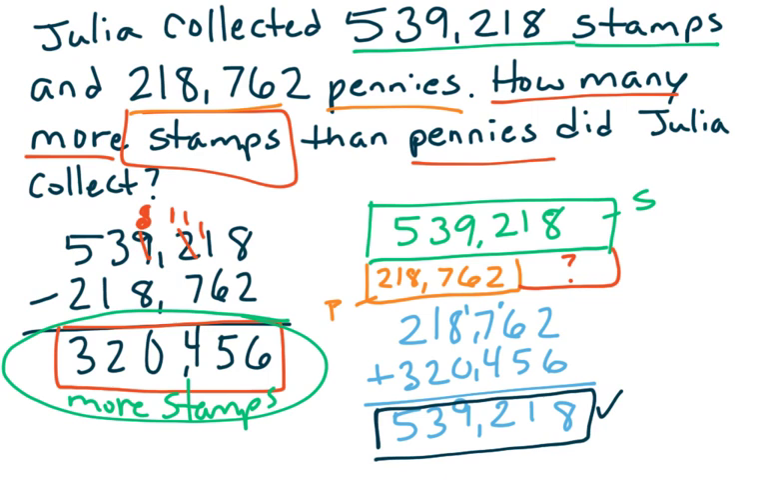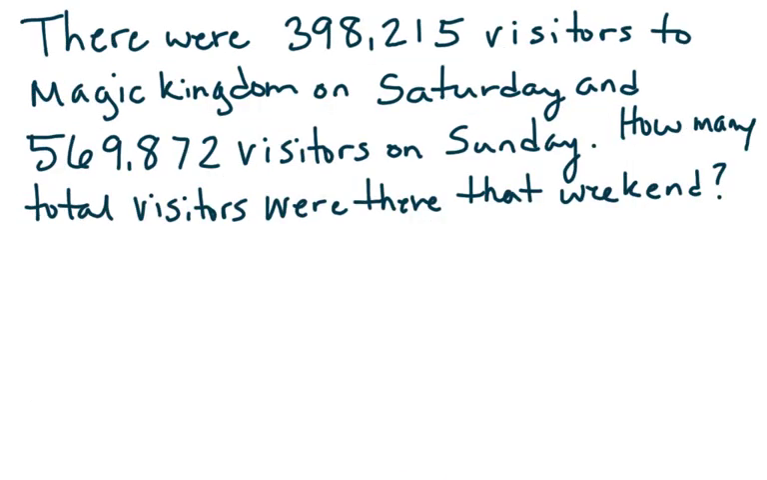All right, let's take a look at the next problem. There were 398,215 visitors to Magic Kingdom on Saturday and 569,872 visitors on Sunday. How many total visitors were there that weekend? Go ahead and solve this problem.